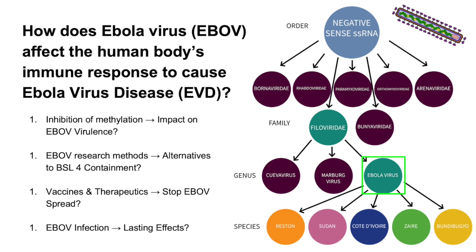First, how does inhibiting methylation affect EBOV virulence? Second, what are the methods by which EBOV can be safely studied without biosafety level BSL-4 containment? Third, are there therapeutics or vaccines being developed to contain the spread of EBOV? And finally, what are the lasting effects of EBOV infection on the body?